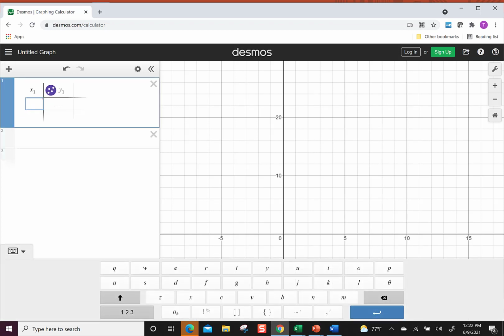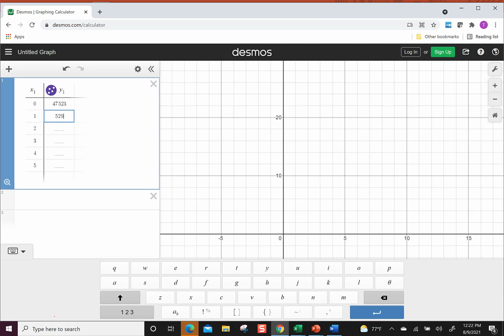Again, I start by adding a table, and I'm going to put in my years. I go 0 through 5: 0, 1, 2, 3, 4, 5. Then I'm putting in the number of deaths. So 47523, 52902, 65571, 70122, 67697, and then 72106.